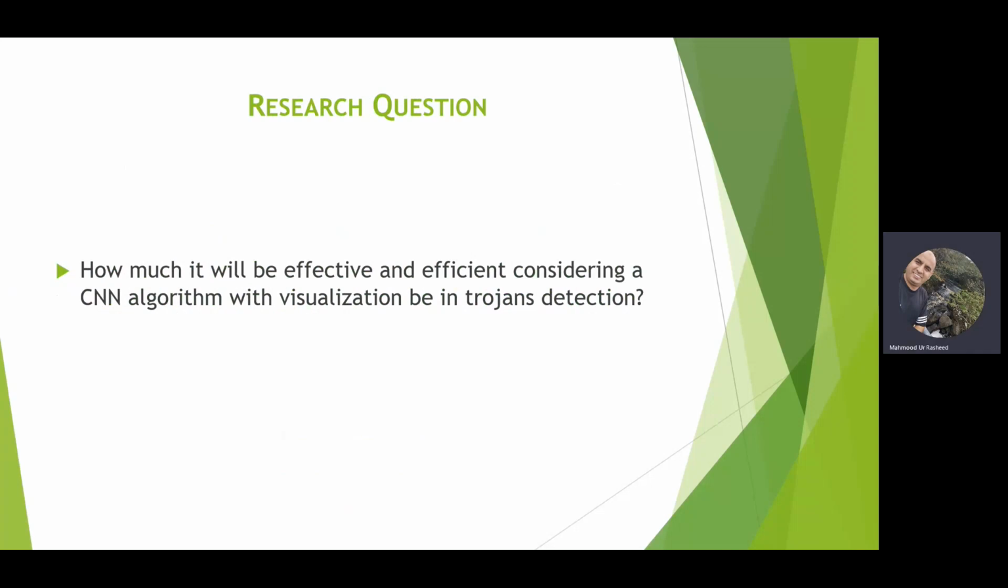My research question is how effective and efficient the CNN algorithm with visualization will be in classifying a Trojan. Here we can classify the data packet without unpacking the packets. CNN is more efficient for classification of Trojans by characteristic, as static analysis and dynamic analysis are under our consideration. We can classify malicious data packets with the CNN algorithm easily, without unpacking the data.